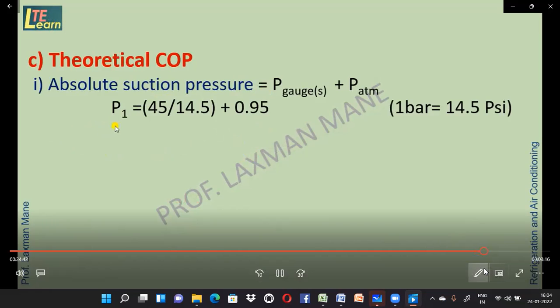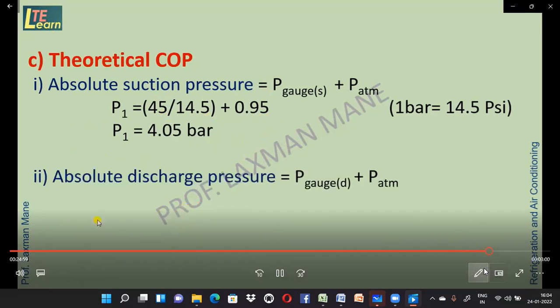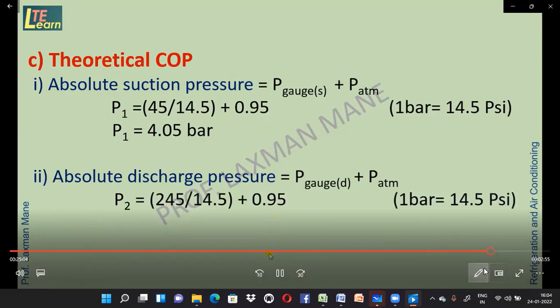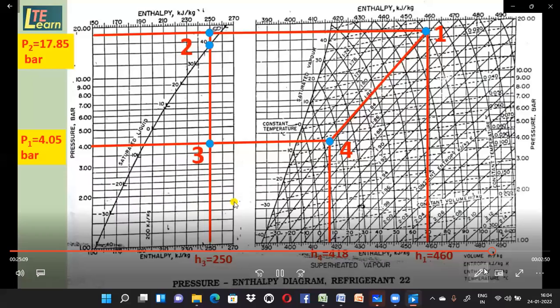So at the suction P1 pressure is equal to pressure in PSI, conversion factor into bar as a 14.5, atmospheric pressure is 0.95. So P1 we get in a bar. Similarly we calculate absolute discharge pressure as exit of compressor as a P2 in bar. By using pressure values, we can plot the vapor compression cycle.